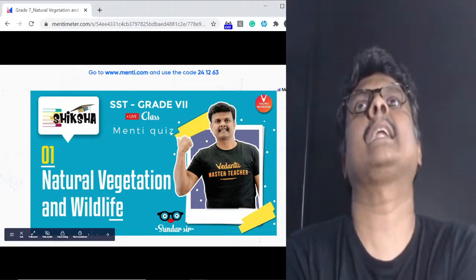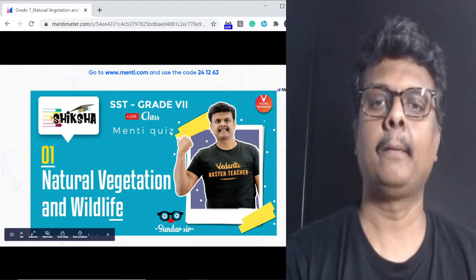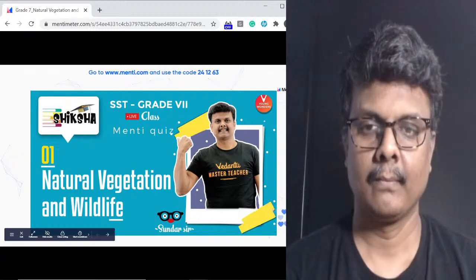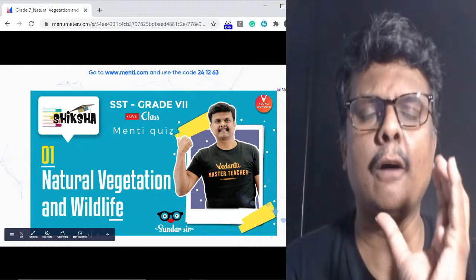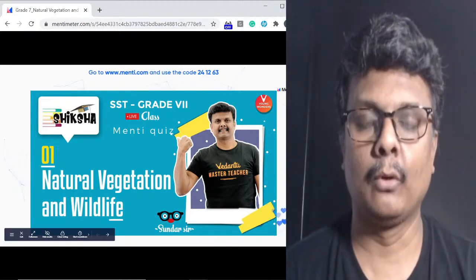Generally, the grasslands that are found in India are more tropical in nature. Okay? A little of course, temperate grassland is also there, no doubt about it.